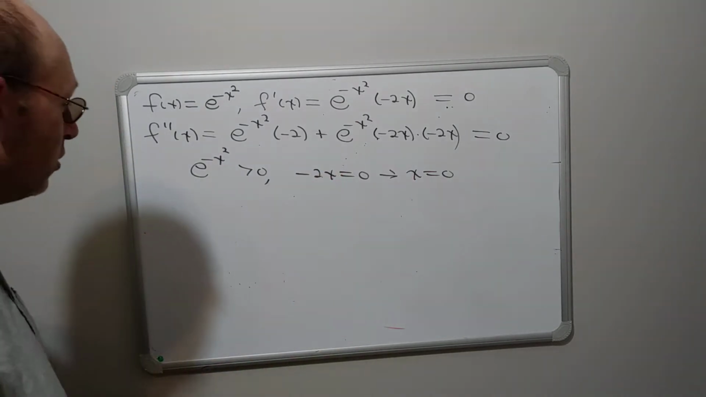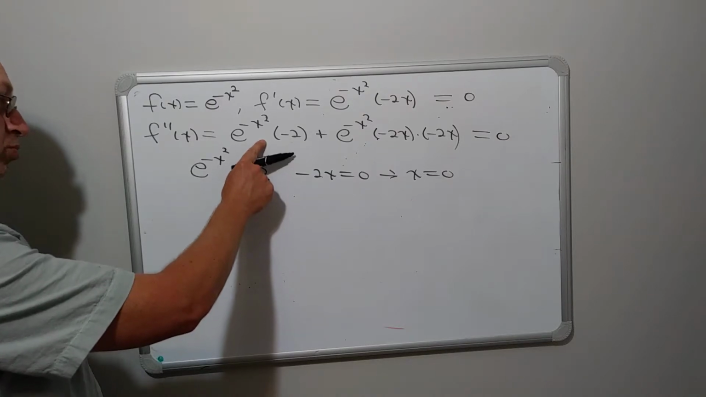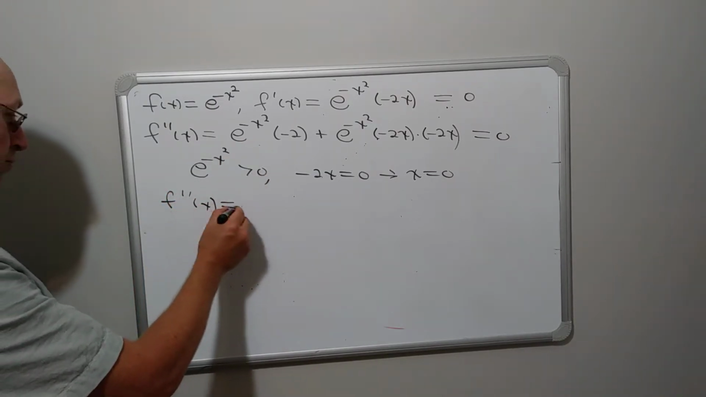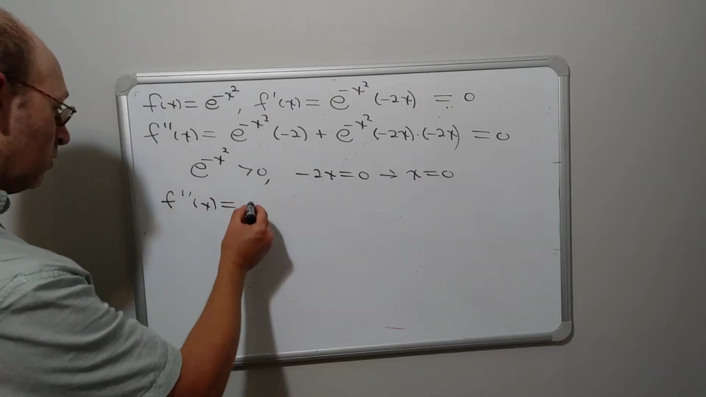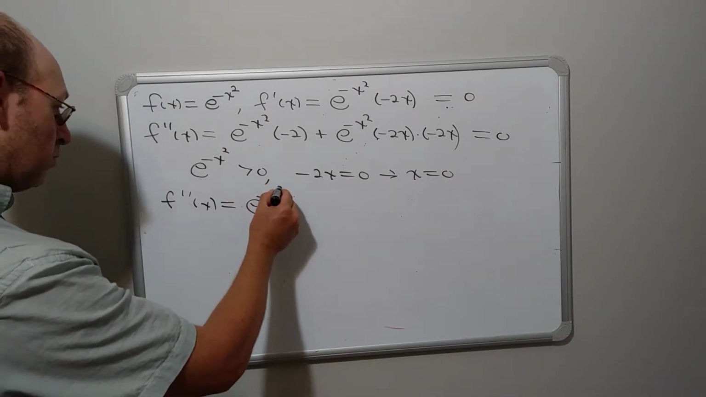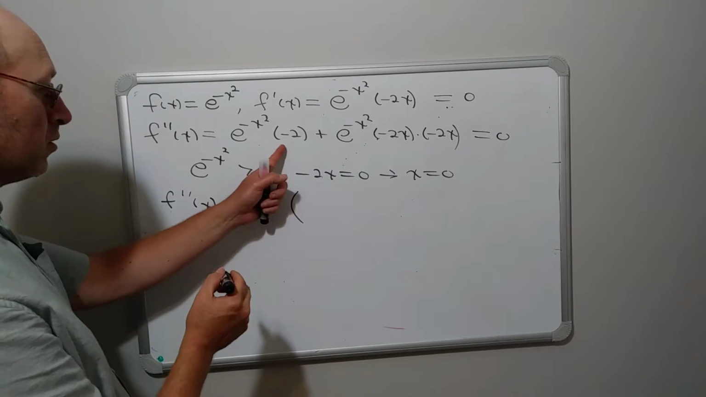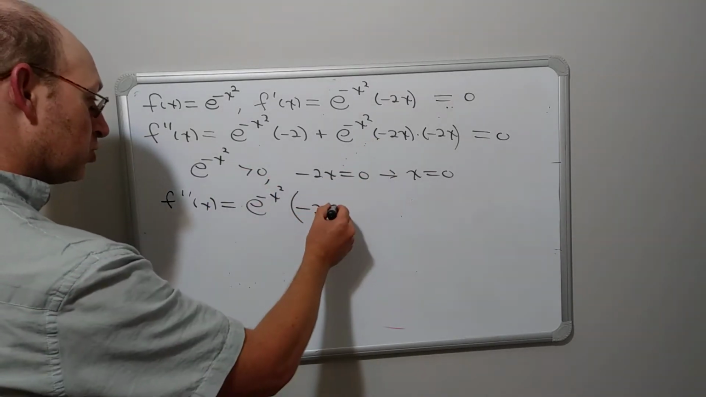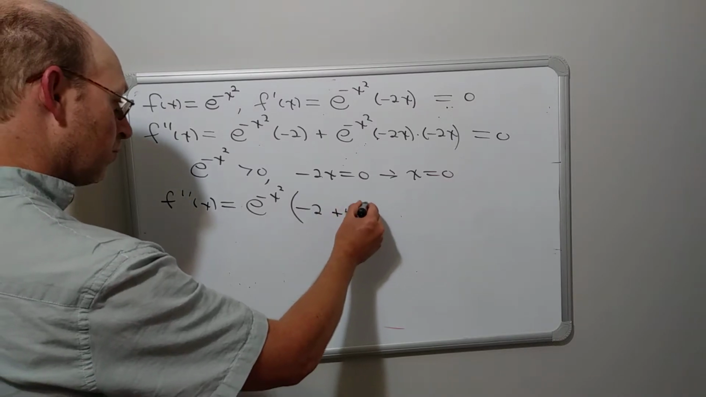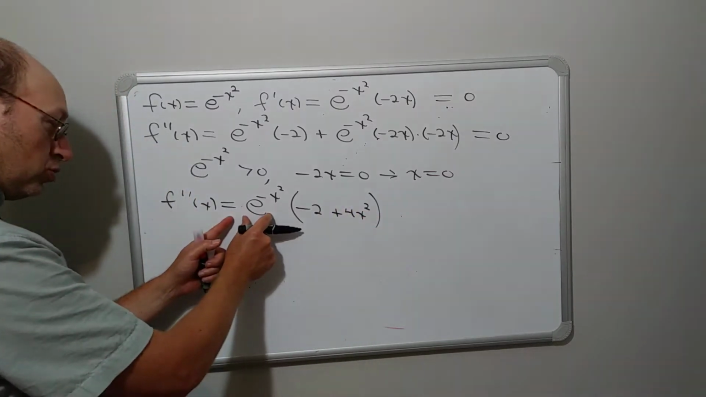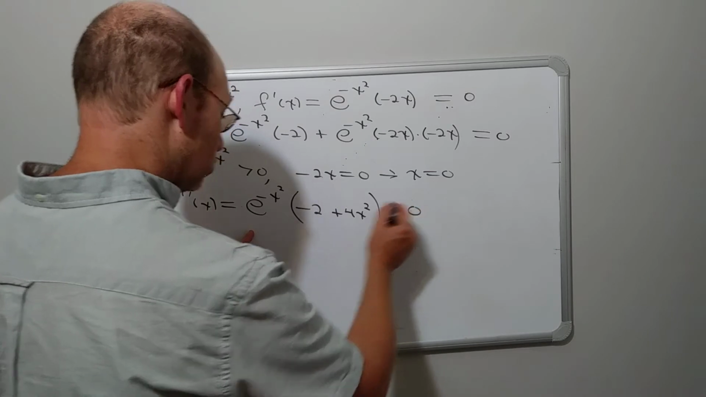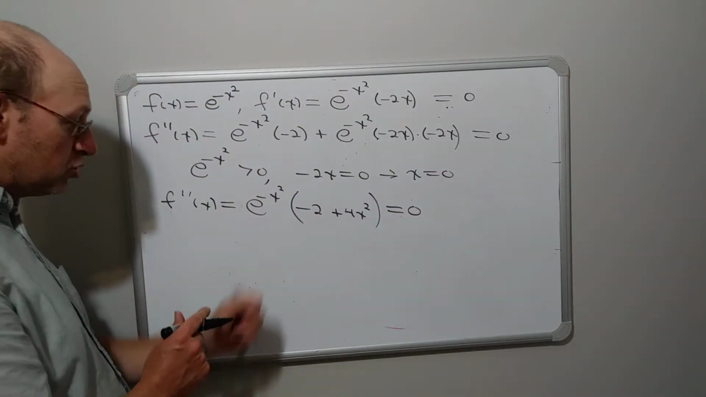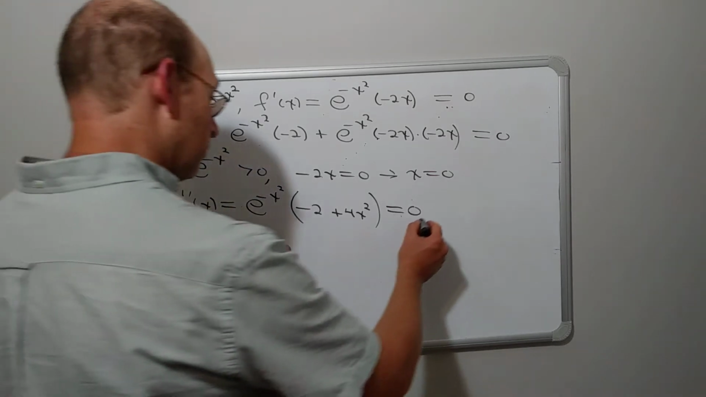A little more complicated here. Factor and simplify. So f double prime of x is equal to e to the minus x squared times negative 2 plus 4x squared. Once again, no zero can ever come from the exponential. It just doesn't cross the x-axis. But this definitely does. So set that equal to 0.